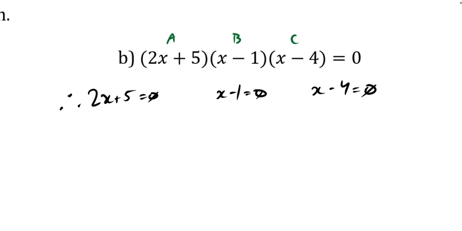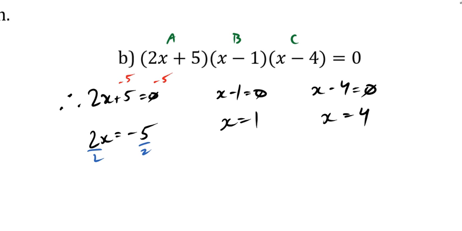In this case, there's going to be 3 possible solutions. This one's easy, x equals 1. This one's easy, x equals 4. This one's a little bit trickier. Subtract 5 from both sides. So 2x equals negative 5. And then divide both sides by 2. And x equals negative 5 over 2. 3 possible values of x will make that first equation be true.